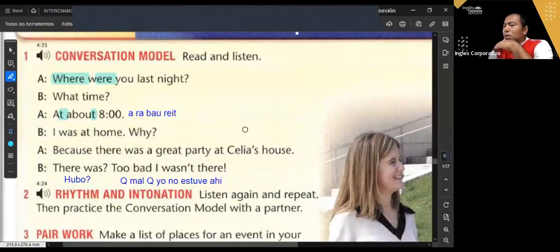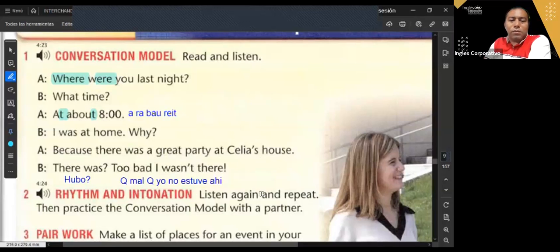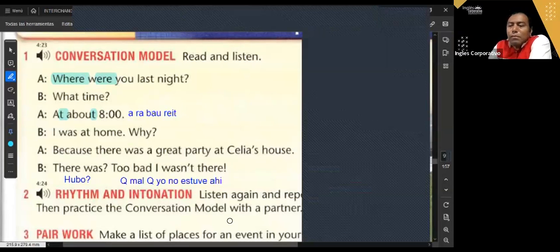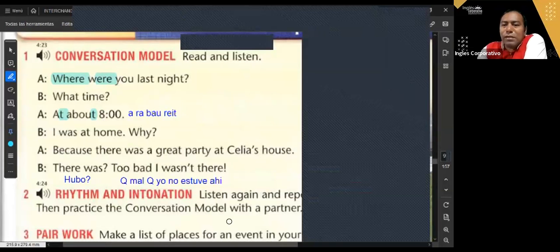Okay, ¿tienen preguntas con el vocabulario y la pronunciación? Questions? No questions. Okay, now I need 2 volunteers to practice this conversation. ¿2 voluntarios para que practiquen la conversación? Okay, Rosa Feliciana Argueta es A y Ana María García es B, ¿ok?